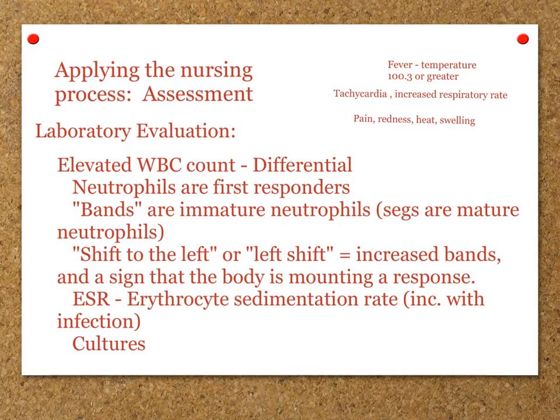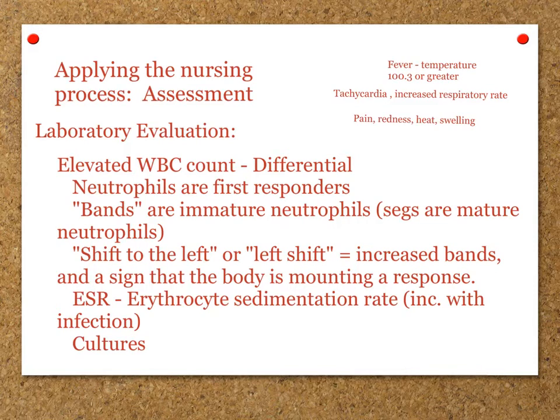And people always get confused. Well, why is it a left shift and is there a right shift? Okay, so when we used to do lab results, we would have columns for these different cells. And when we had neutrophils, the bands were on the left and the segs were on the right. So when we see a shift to the left, it means that we have a lot of these immature neutrophils. It means the body knows something's wrong and it's responding. So that's what we're reading.